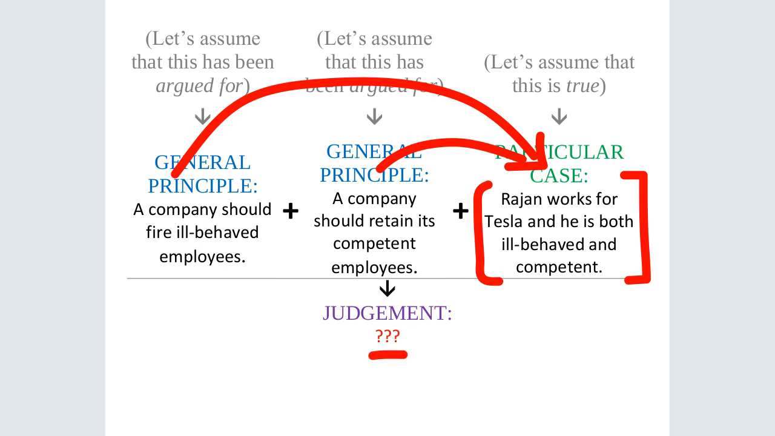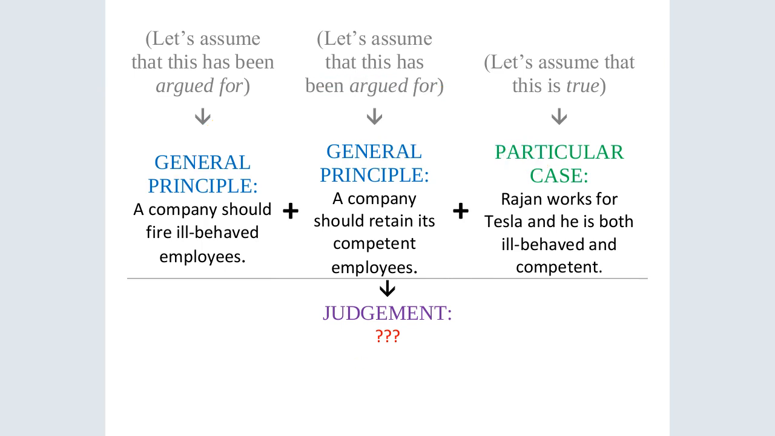What should we do about this? What's the judgment based on these premises? This is all the info we have. Imagine that what we have on the screen right now is all we've got to go on. What should be the conclusion? This is where ethics gets tricky. Rajan should be put in probation period.